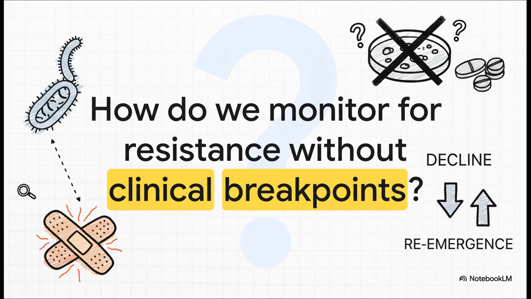We know this organism is genetically plastic. It has a history of picking up resistance. So how can we possibly monitor for resistance and protect our therapies for the future when we lack the most fundamental tool to do so: established clinical breakpoints?